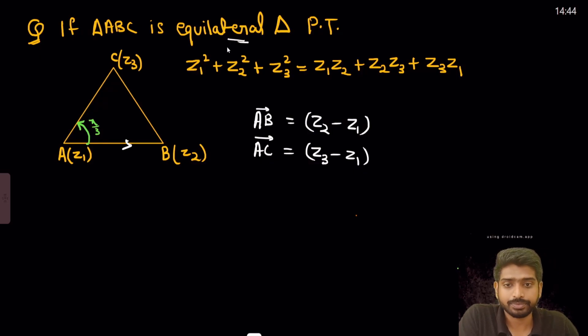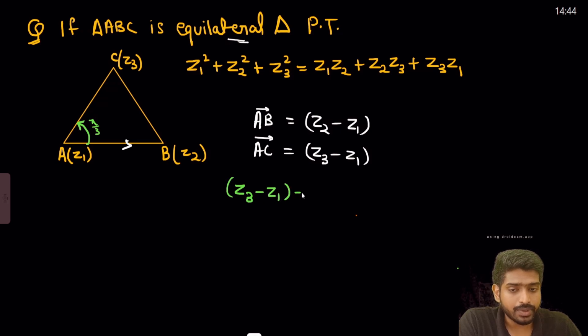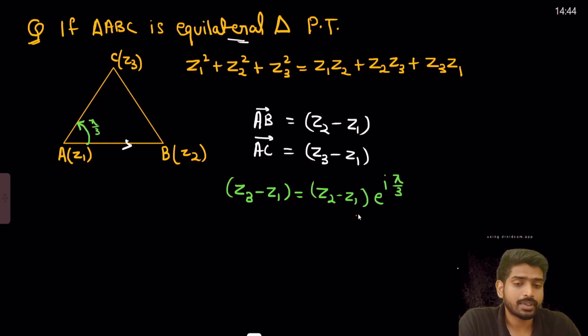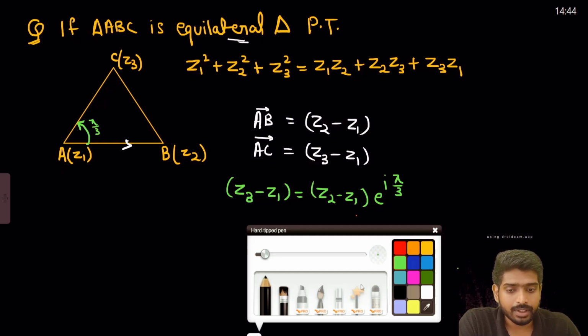So we can write here that z3 minus z1 we can get by rotating z2 minus z1 vector with e to the power iota pi by 3. We'll multiply with e to the power iota pi by 3 to rotate it in anti-clockwise direction with angle 60 degrees.